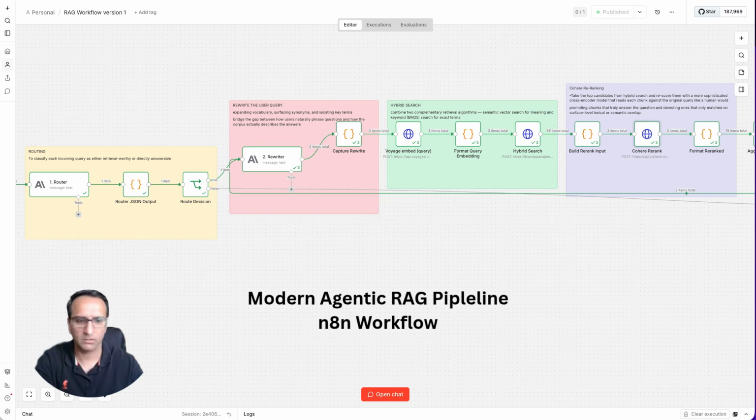We're going to be talking about things like query rewriting, hybrid search, dense search, and sparse search. So you don't want to miss this. Have a look at what we have done.